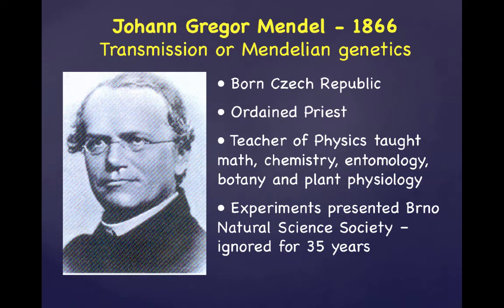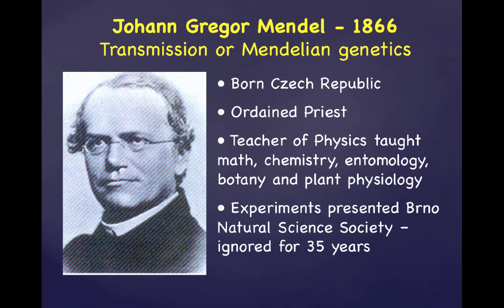So the father of genetics is Johann Gregor Mendel, and he did a bunch of his work in the mid 1800s. He is responsible for the whole discipline of transmission, or what we call Mendelian genetics. Mendel was born in the Czech Republic and grew to be an ordained priest. He lived in the monastery, and during his time there he was a teacher of many different subjects, everything from physics to botany and plant physiology.